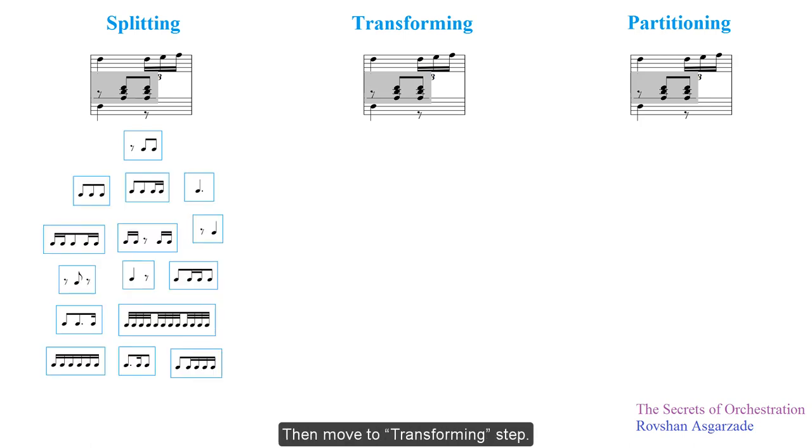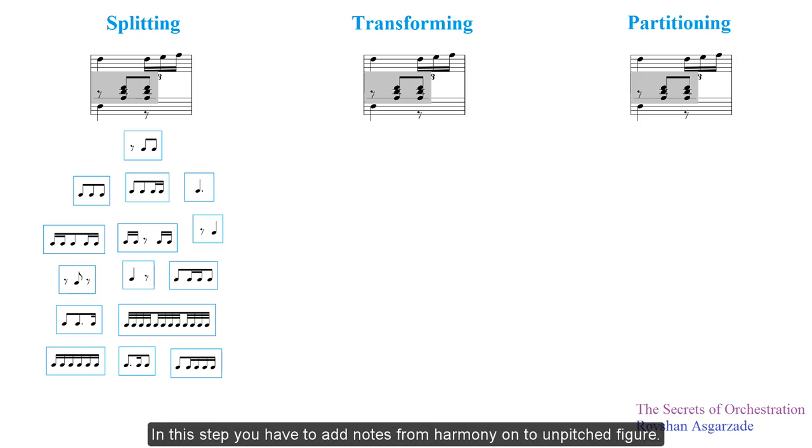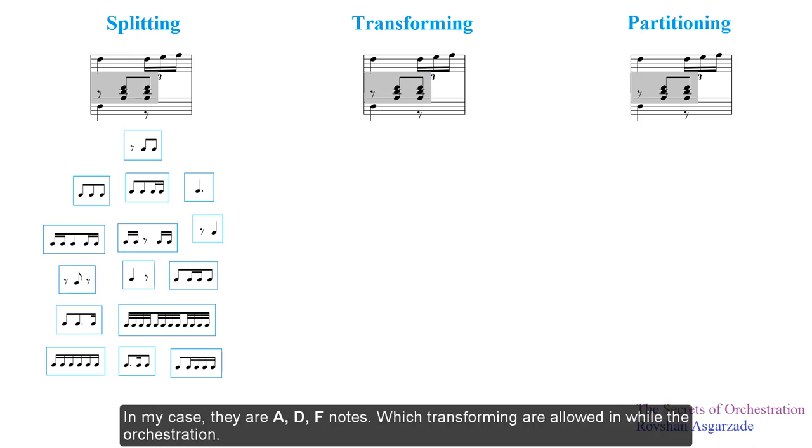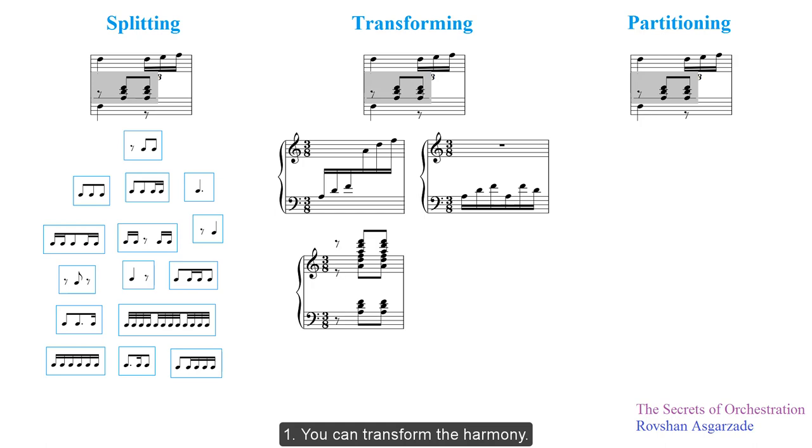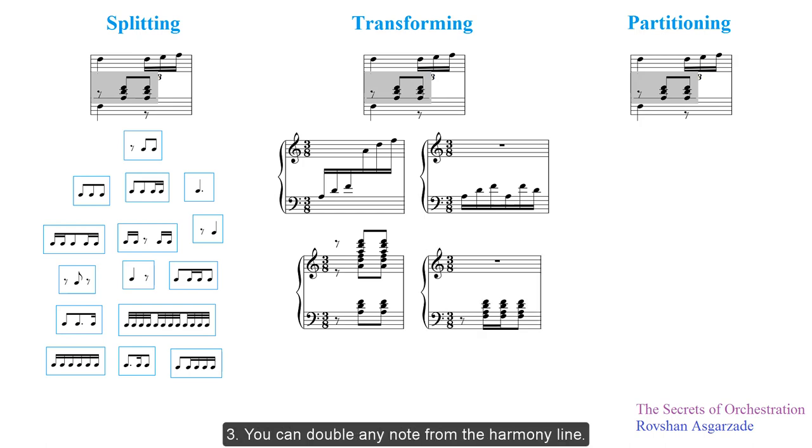Then move to transforming step. In this step, you have to add notes from harmony on the unpitched figure. In my case, they are A, D, F notes. Which transformations are allowed in wind orchestration? First, you can transform the harmony. Second, you can use doubling in more active. Third, you can double any note from the harmony line.